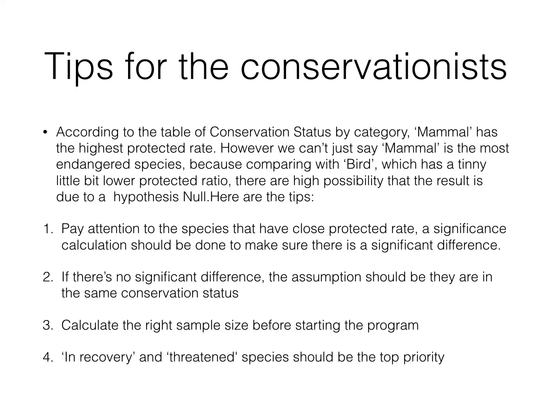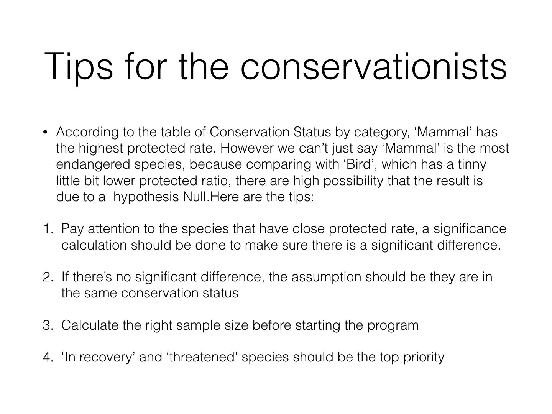Here we got the conclusion for the study, the tips for the conservationist. According to the tables of conservation status by category, mammal has the highest protected rate. However, we can't just say mammal is the most endangered species because comparing with the bird, which has a tiny little bit lower protection ratio, there is high possibility that the result is due to chance.